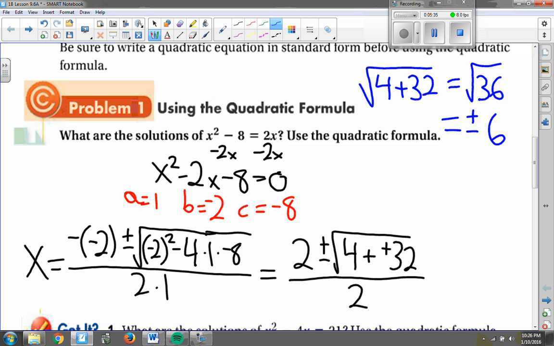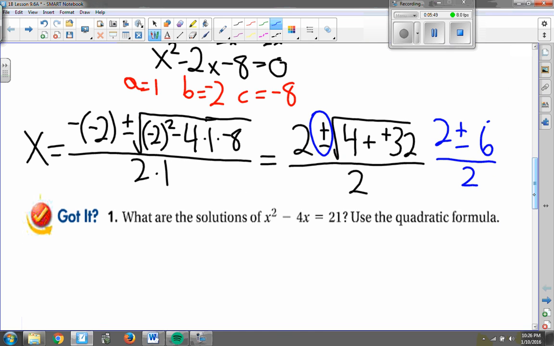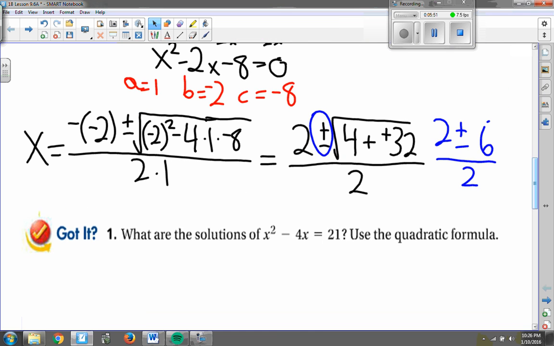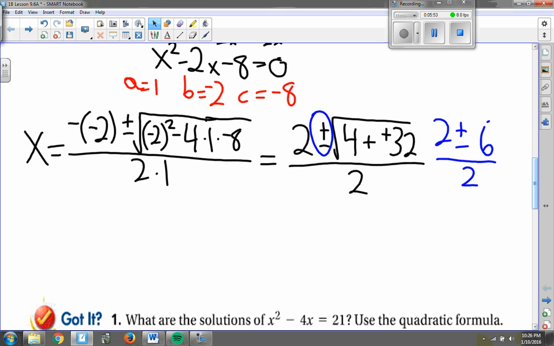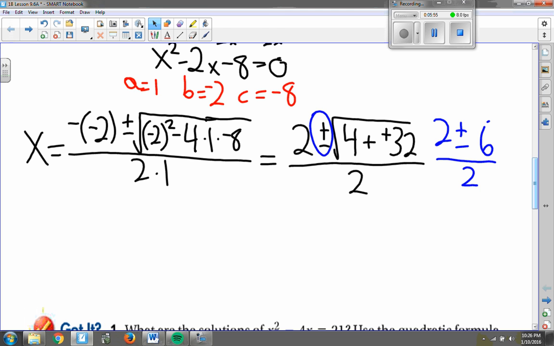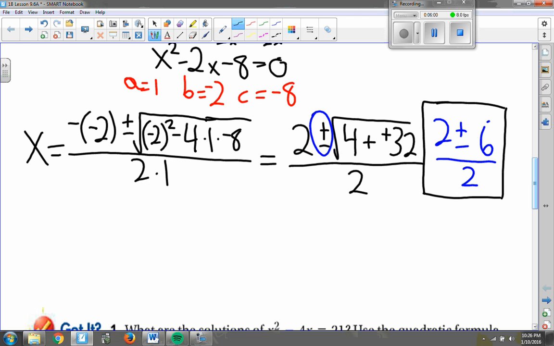However, because I have this plus or minus here, I don't have to worry about the plus or minus here. Okay, so my answers are just 2 plus or minus 6, all divided by 2. And I'll give myself a little bit more room here. Okay, so I'm at this point here. This is what x is equal to. X equals 2 plus or minus 6, all divided by 2.